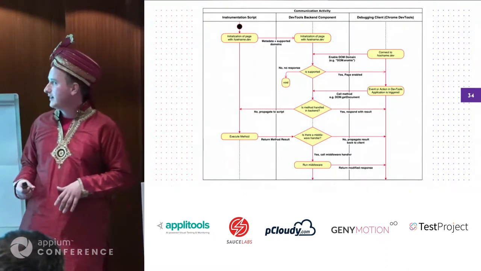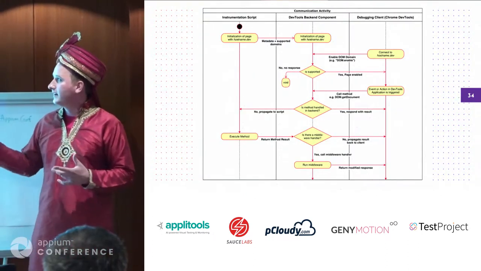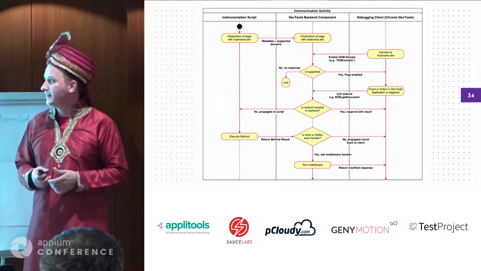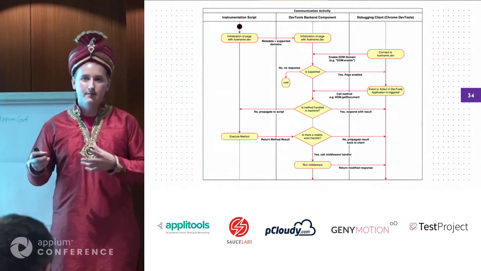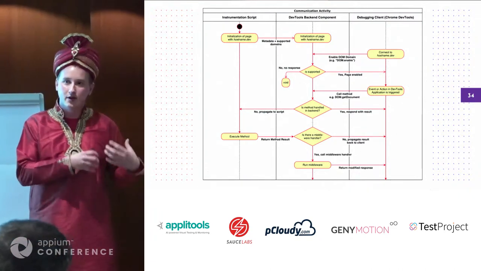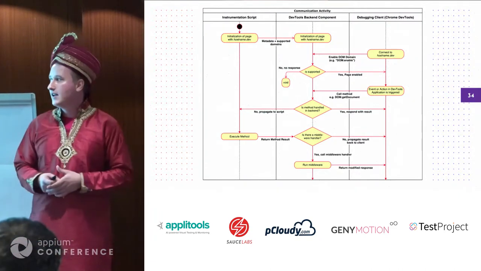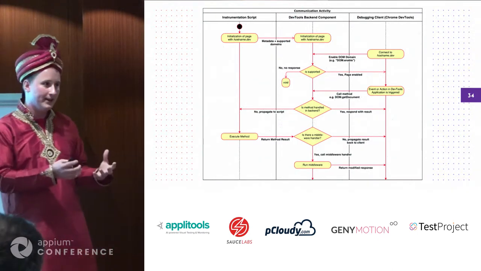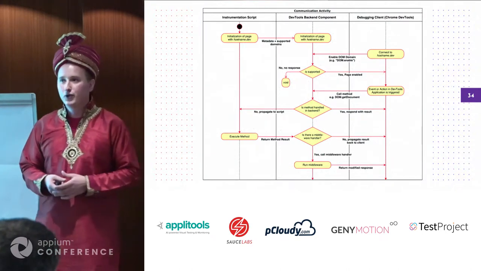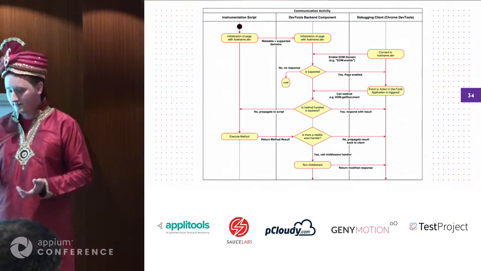You probably can't see it, but I will explain how it works. You would inject the script, and then the script would connect itself to a server that I have outside, the DevTools backend. And it would then allow you to communicate with the web application that you want to test using DevTools messages.